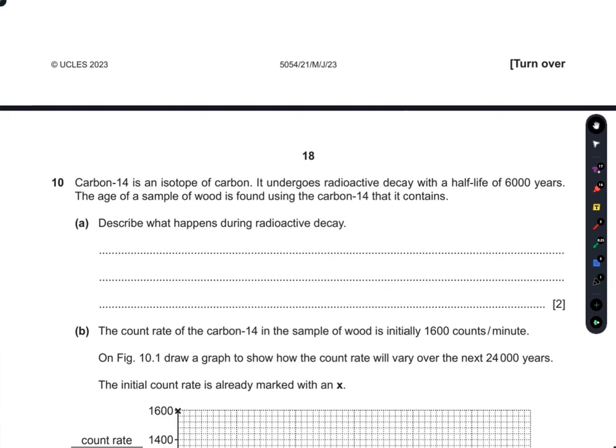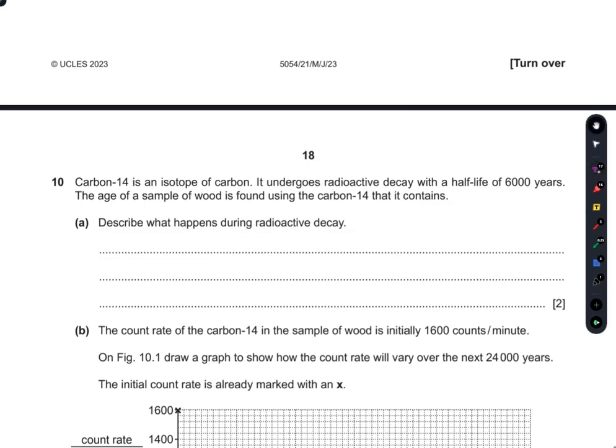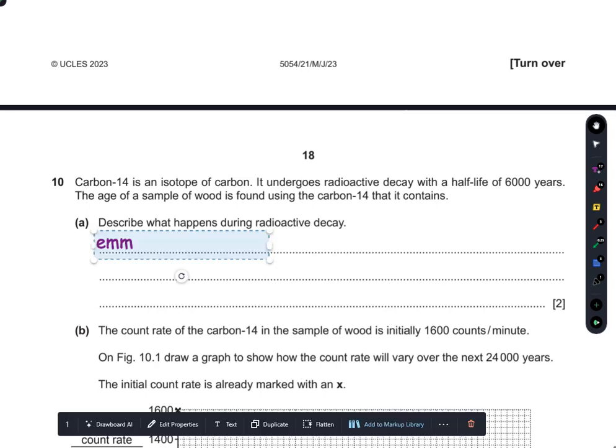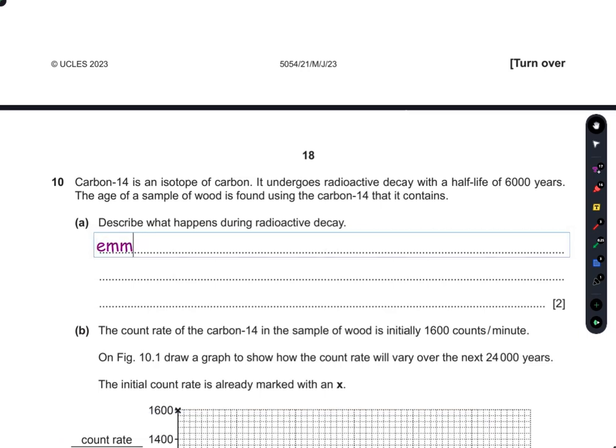Carbon 14 is an isotope of carbon. It undergoes radioactive decay with a half-life of 6,000 years. With a half-life of 6,000 years, the age of the sample of wood is found using the carbon 14 it contains. Describe what happens during the radioactive decay.